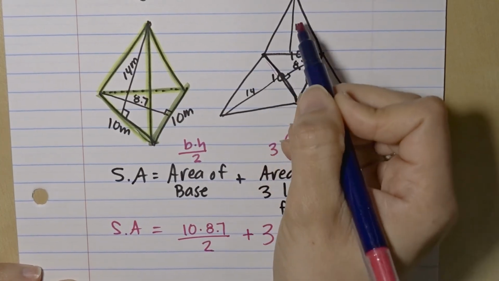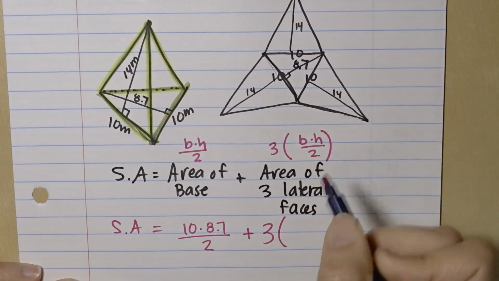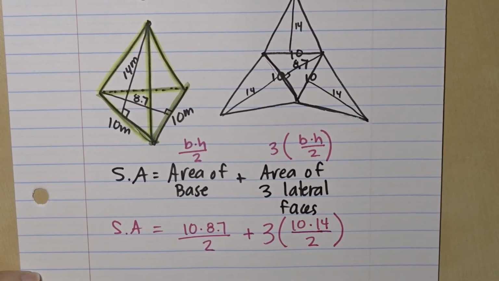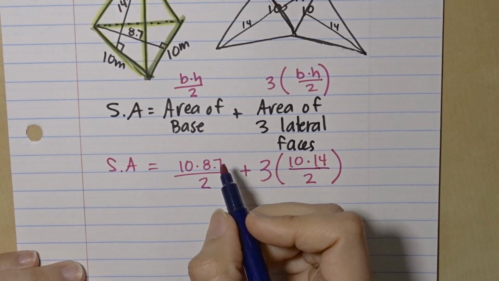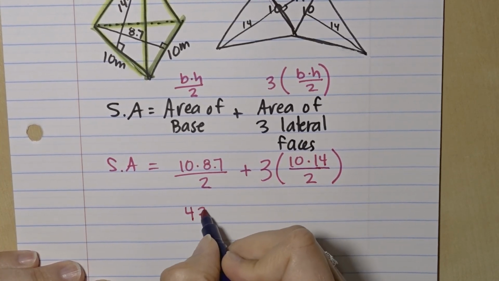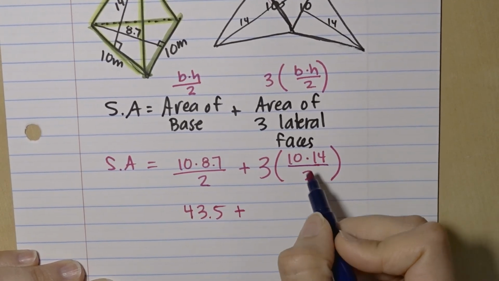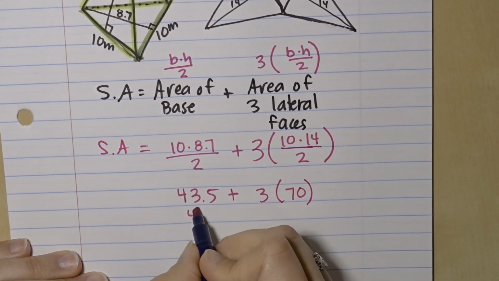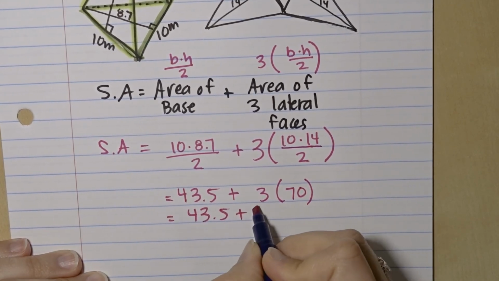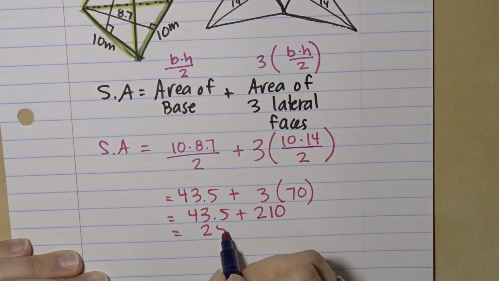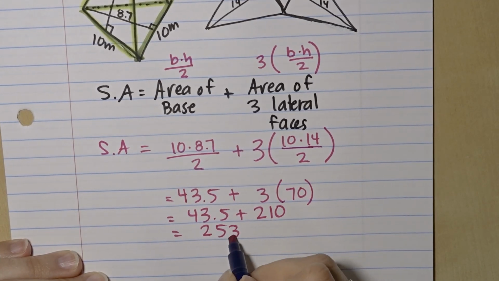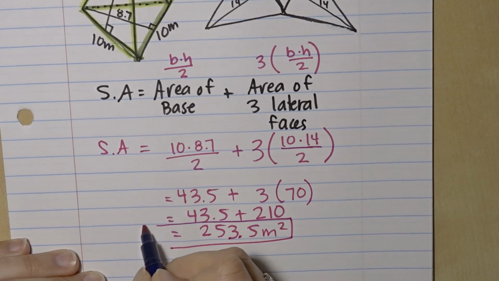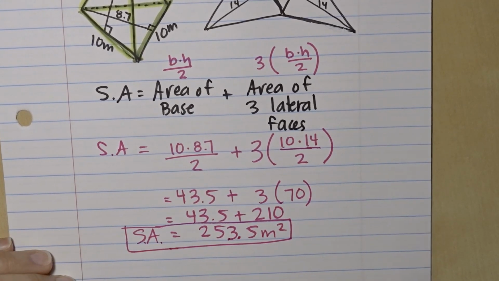this triangle formula is for the lateral faces. So they all have a base of 10 and a height of 14. And the formula says to divide it by 2. All right, and now this here gives me 43.5 plus, that's 140 divided by 2 is 70. And then I end up with 43.5 plus 210, which equals 253.5 meters squared, because we're talking about area. All right, and there you go.